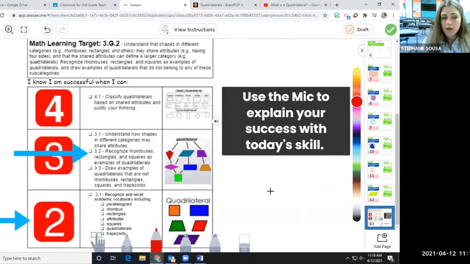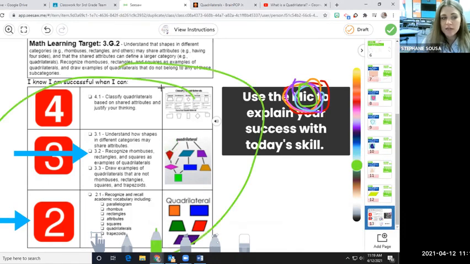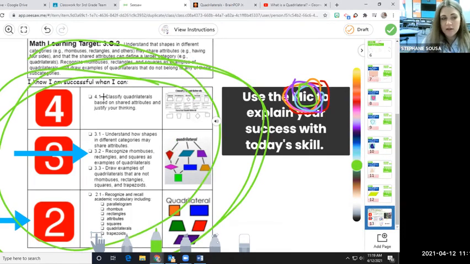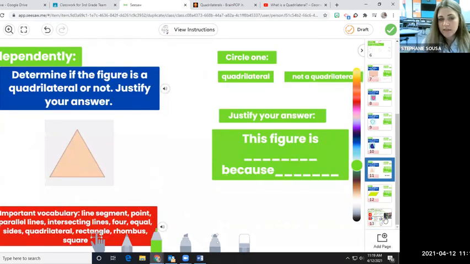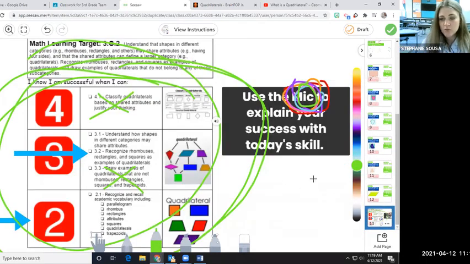Okay. On slide 13, you have your success criteria. And as always, it tells you to use your mic to identify how you know you were successful. And again, you're not just going to read this because we didn't do all of this today. None of you classified quadrilaterals. None of you drew examples on this independent slides. The examples are there for you. So don't just read this, say what you actually did, okay? All right, that is your task for today.